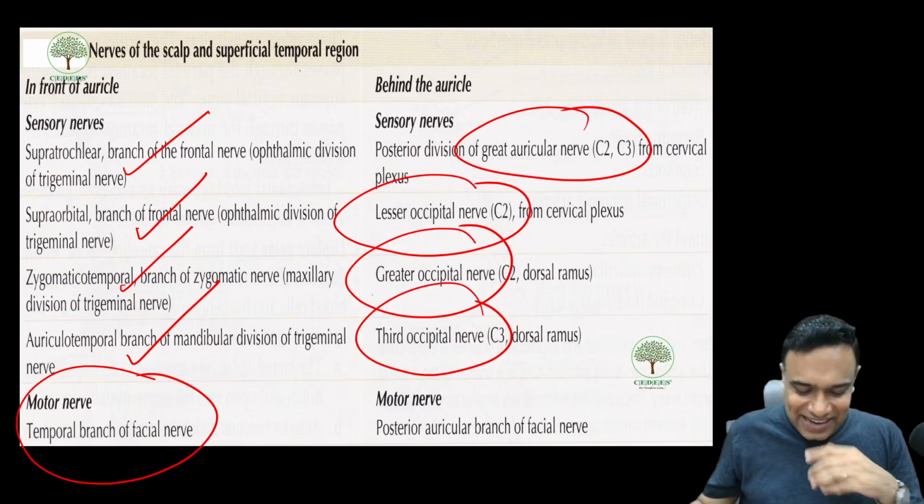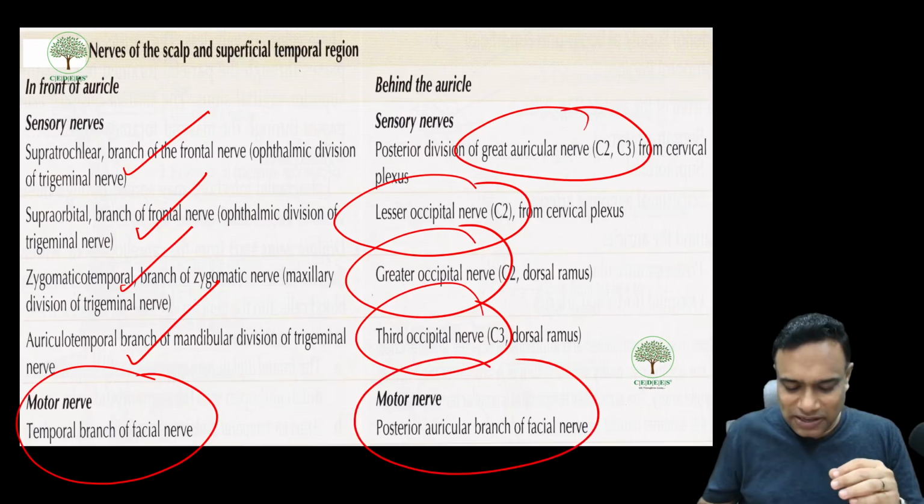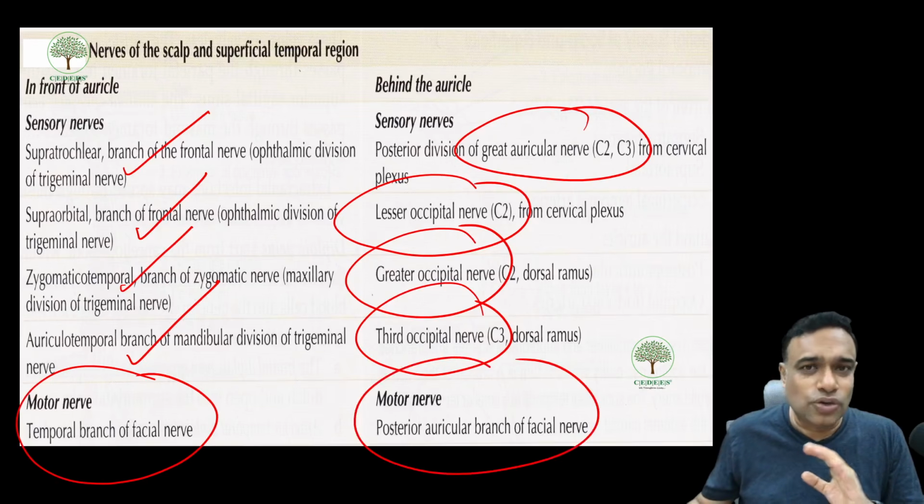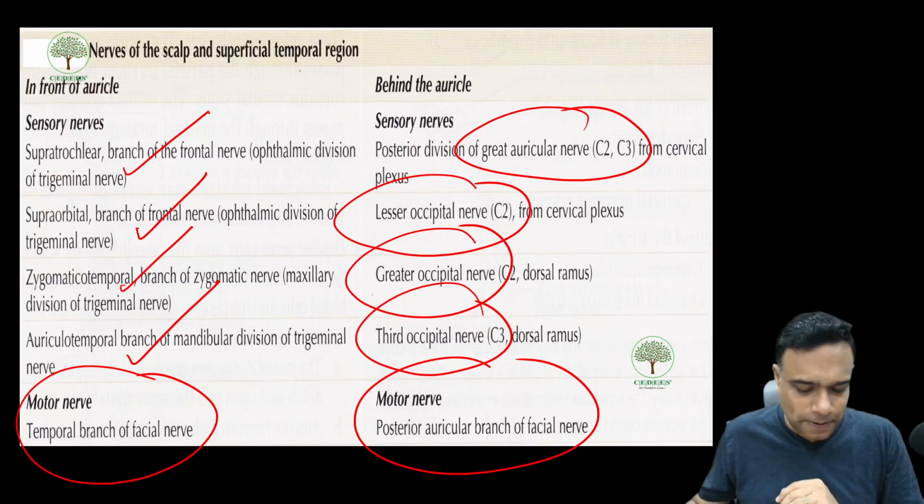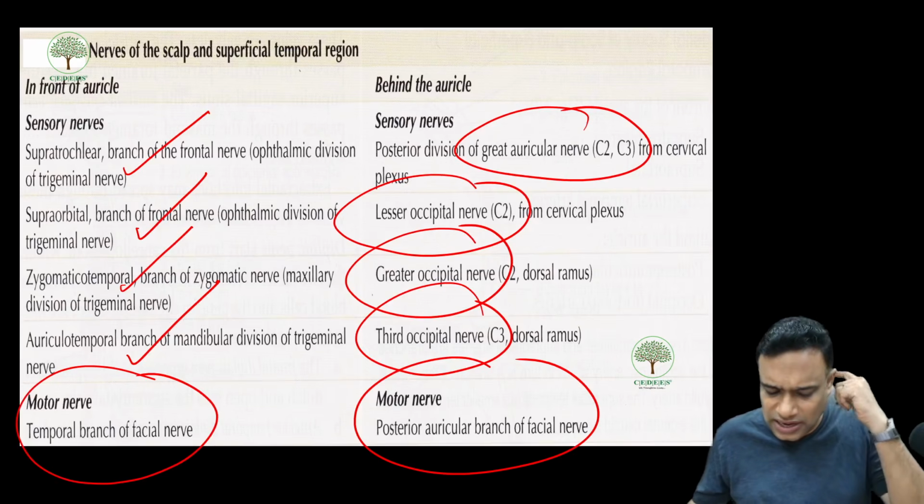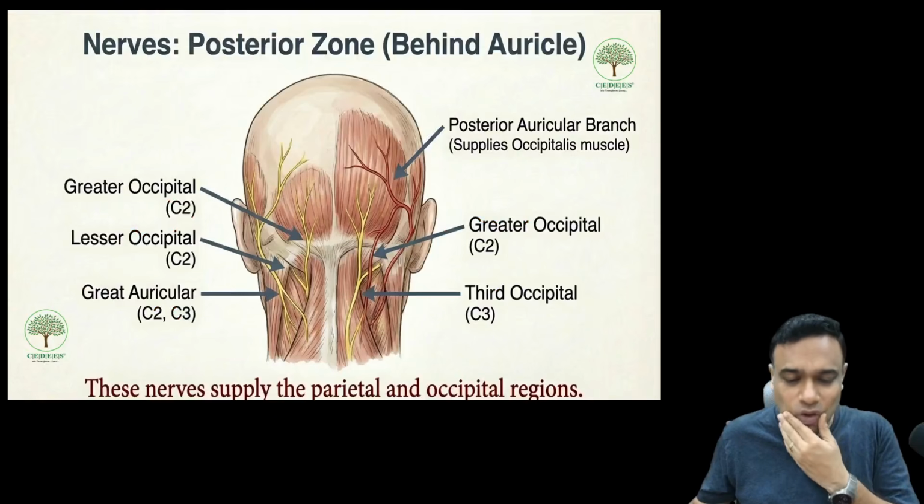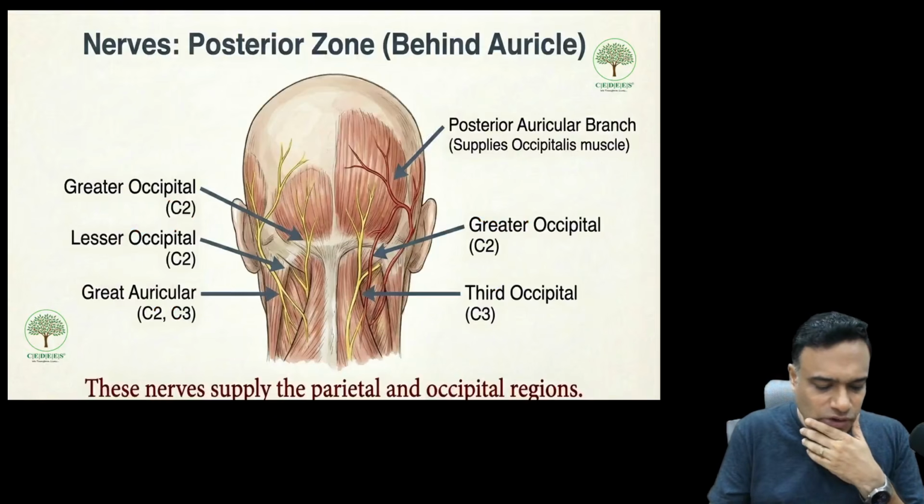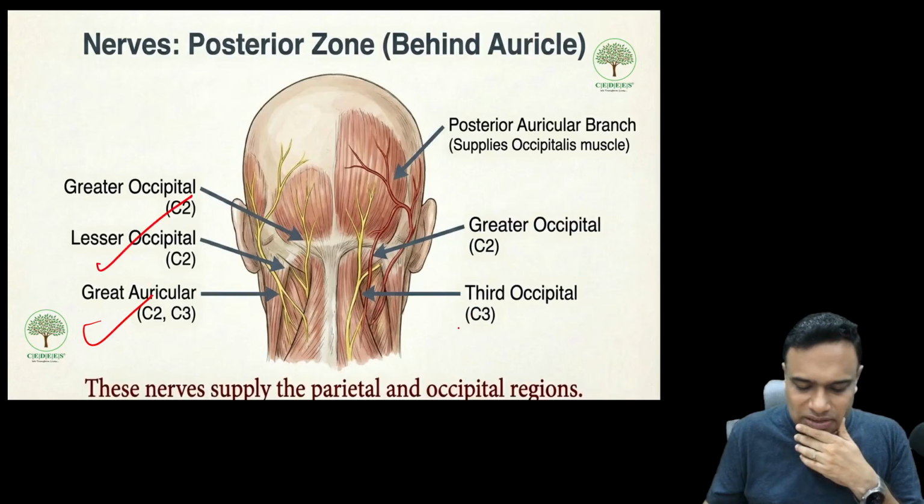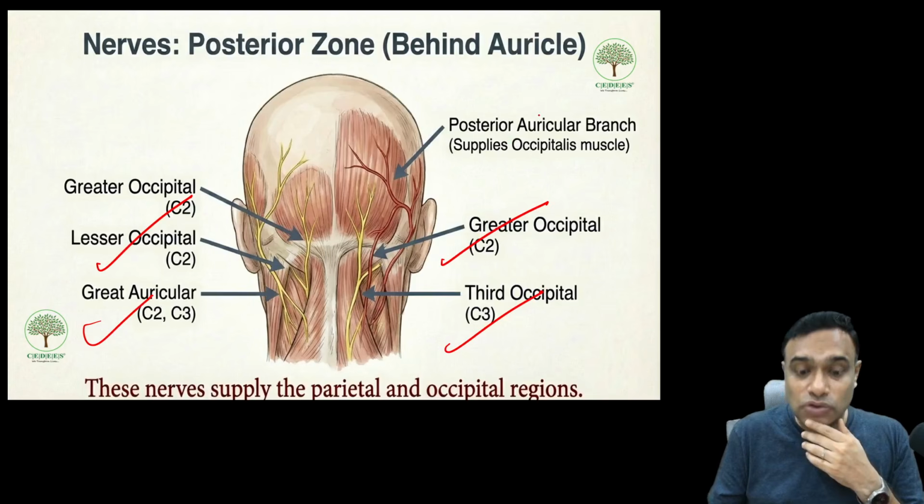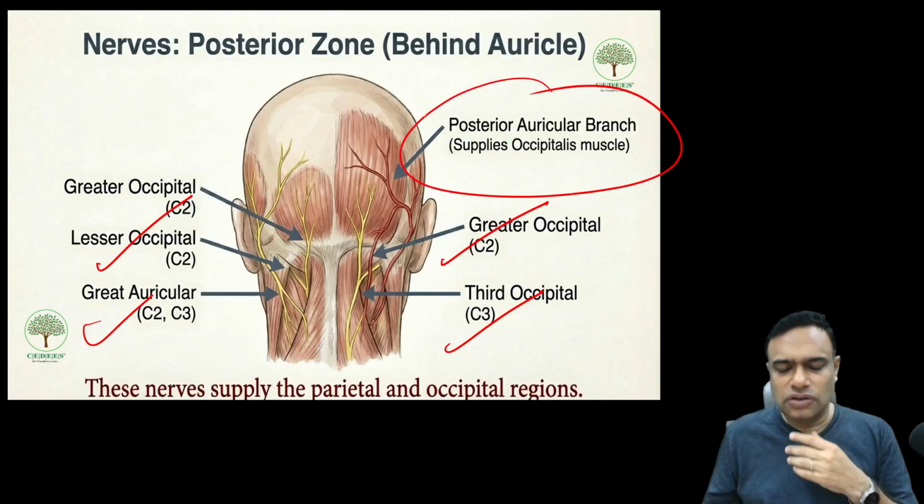And then the motor supply is by the posterior auricular branch of your facial nerve. Okay? We have learned this right in the start. And that is mainly supplying your occipitalis muscle. So here we go. Greater auricular, lesser occipital, third occipital, greater occipital. And then your motor supply is by your posterior auricular branch.